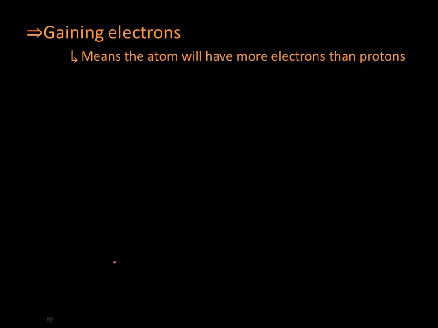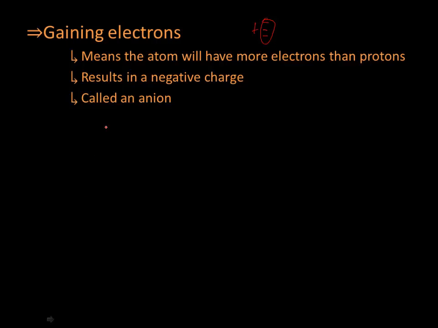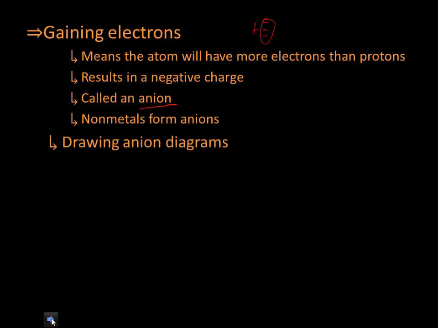Now, if an atom gains electrons, that means, well, we started with equal amounts of plus and minus, and now I just added in more minus. The overall charge is going to end up negative. Okay? So we're going to have a negatively charged atom. And a negatively charged atom is called an anion. It's an atom with too many electrons. Nonmetals over on the right side of the table, they form anions. Okay? If we draw these, it's a little bit different.